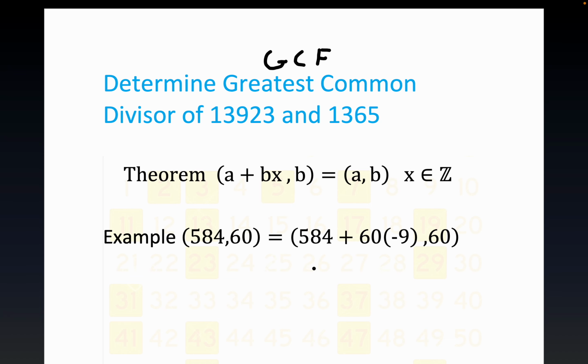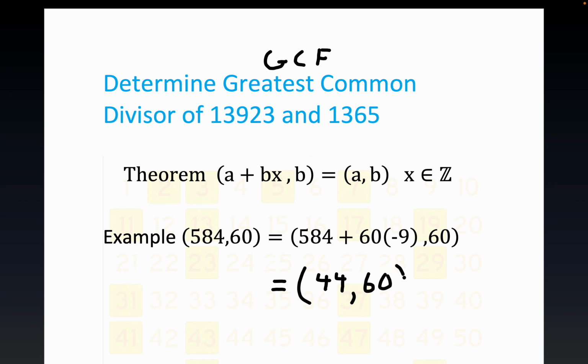Now notice what we did right here. We actually subtracted off a multiple of 60 from 584. Notice that x is a member of Z, so -9 is totally legitimate. You can just think of this as 584 minus 540. And so this would equal the greatest common factor of 44 and 60. Now the idea behind the theorem is to get it down to tractable numbers that you can, quote, do in your head. Now this one isn't hard to believe. We can be rigorous about it, but 4 is the greatest common divisor of 44 and 60.